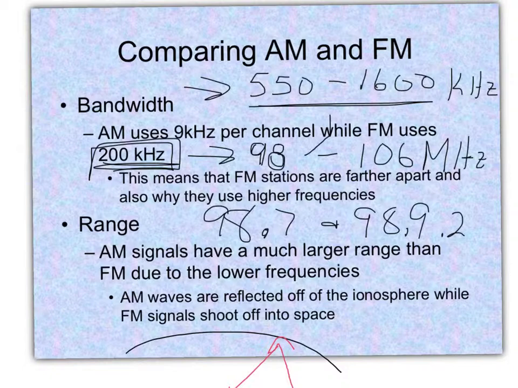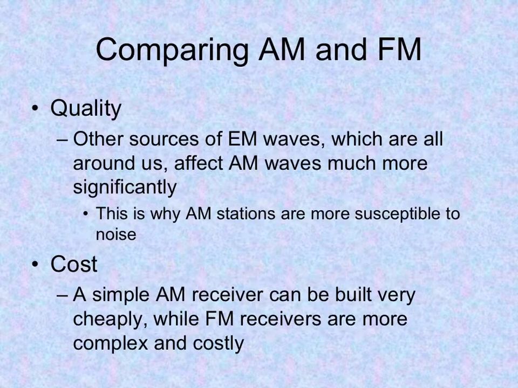But the AM signals don't tend to be as high quality, and you know this if you've ever listened to an AM radio station versus an FM radio station. The AM waves are much more susceptible to noise and to interference from other sources of electromagnetic radiation, whereas the FM waves will give you a much clearer noise-free signal because of the higher frequencies.